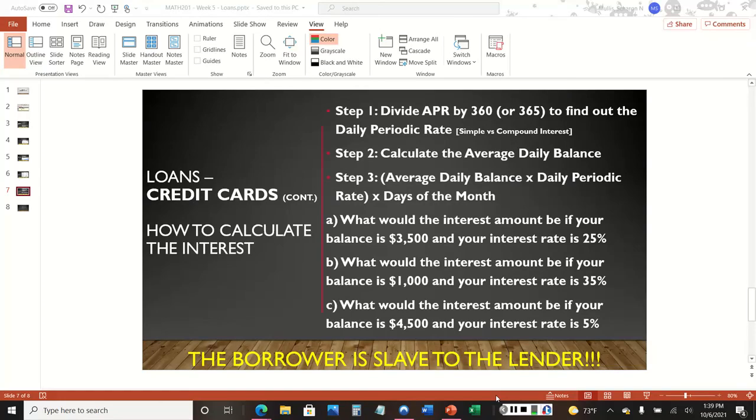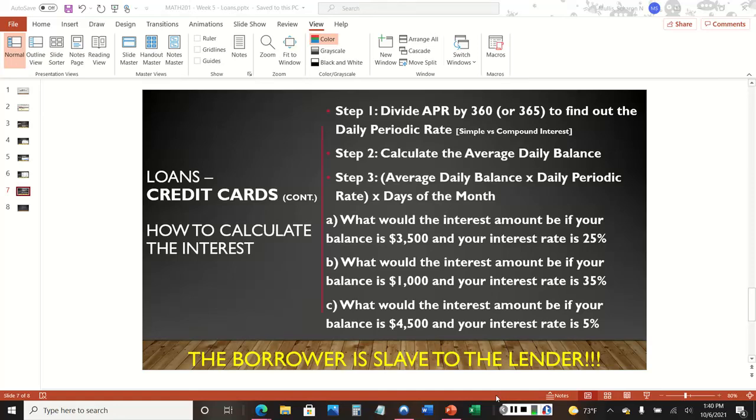Step two, you calculate the average daily balance. Step three, you multiply the days of the month times your daily periodic rate times your average daily balance.